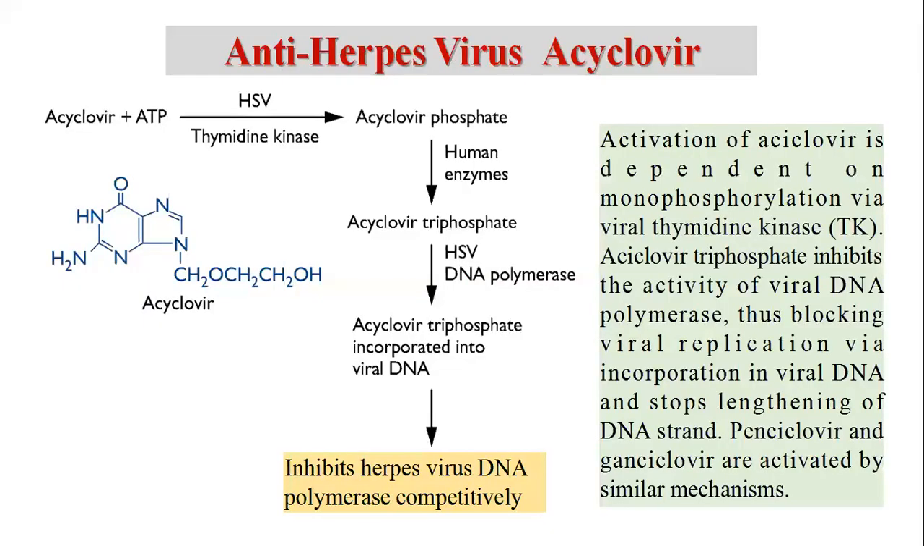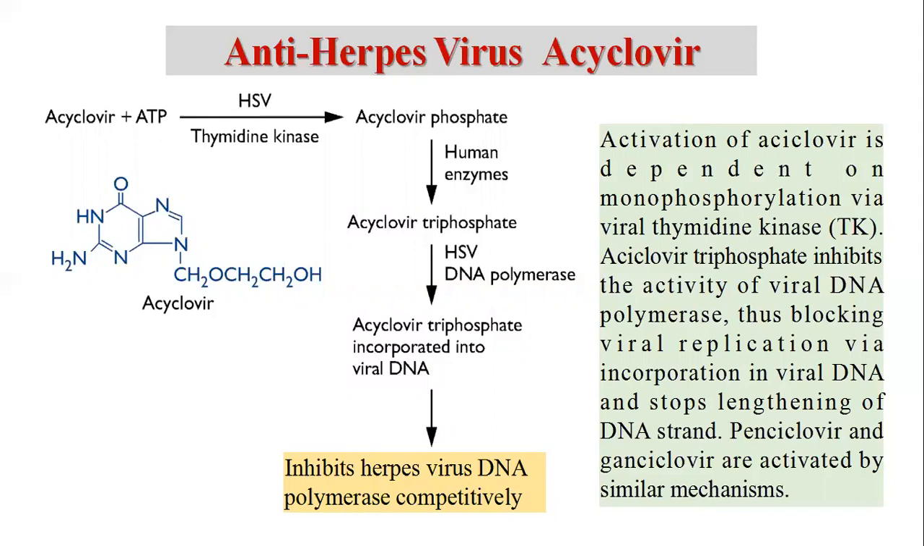So what is their mode of action? Acyclovir first utilizes ATP using herpes simplex virus thymidine kinase. So phosphorylation is going on. First acyclovir monophosphate is formed utilizing the herpes simplex virus thymidine kinase or varicella zoster virus thymidine kinase. And then human kinases will come into play and convert the monophosphate into triphosphate.